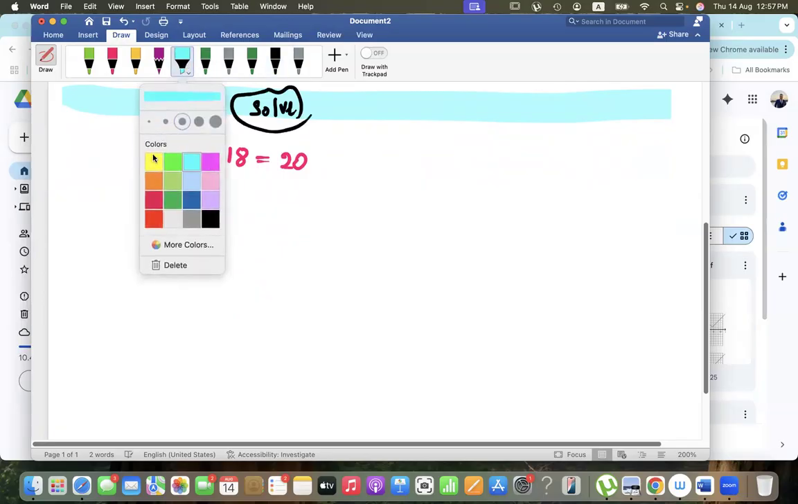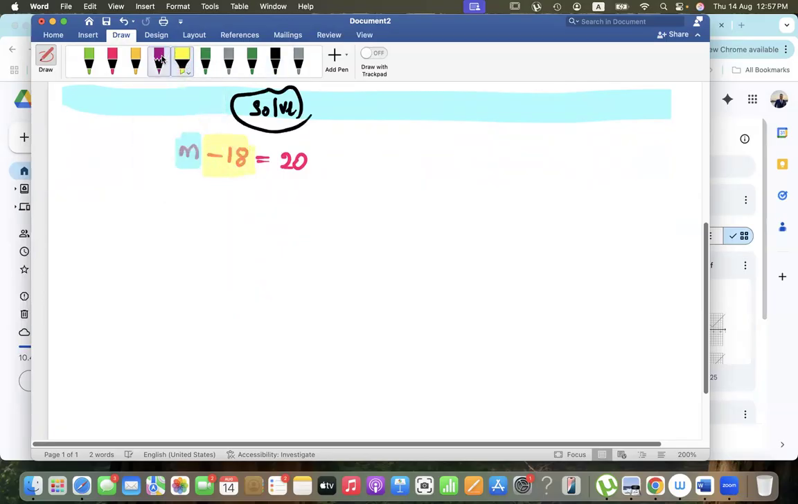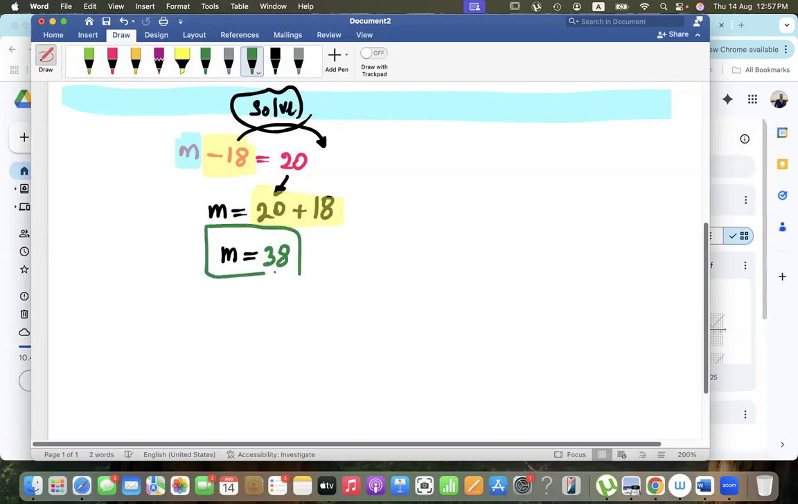It's the 18. Since it's minus 18, I will shift it. I will transpose it to the other side. So it will be plus 18. So this 20, I will write it in the beginning, then plus 18. Then m will be the answer of adding 20 plus 18, which is how many? 38. Yes?